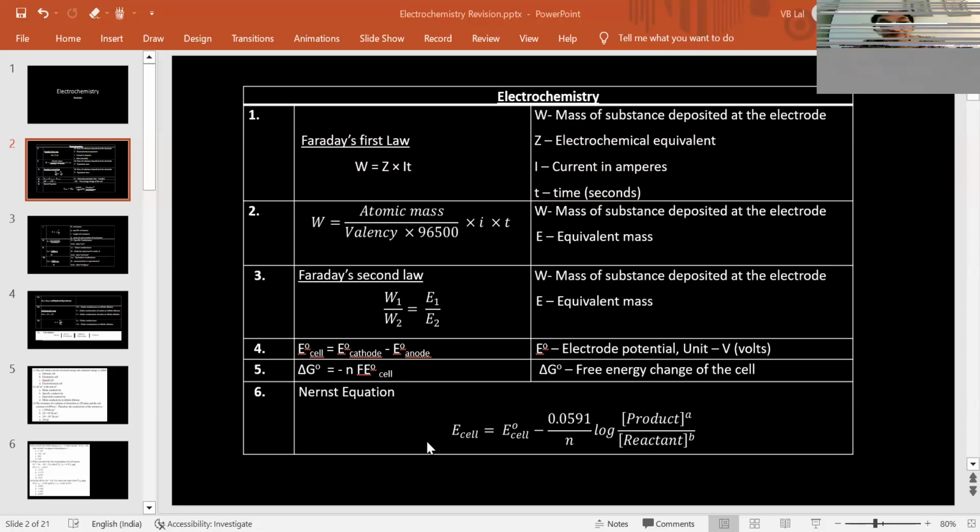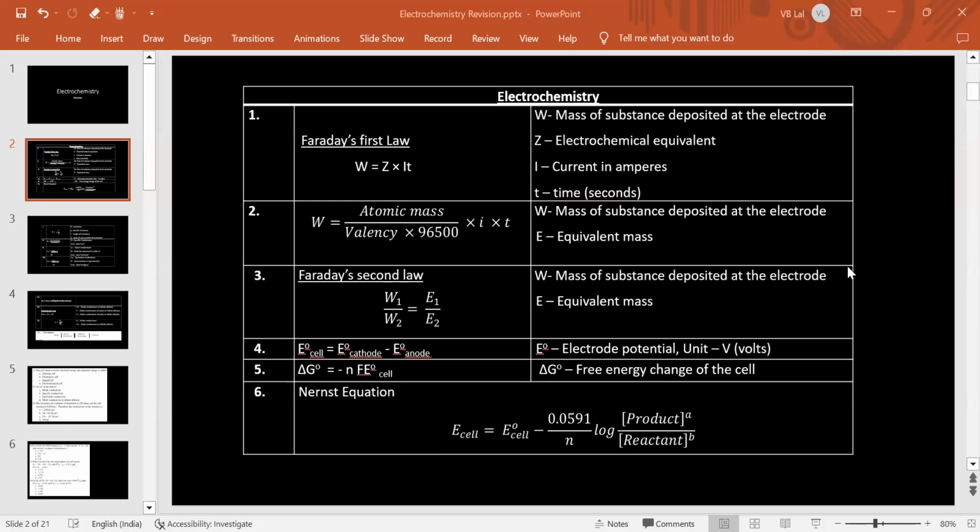My camera is also misbehaving. So first I put all the formulae together.